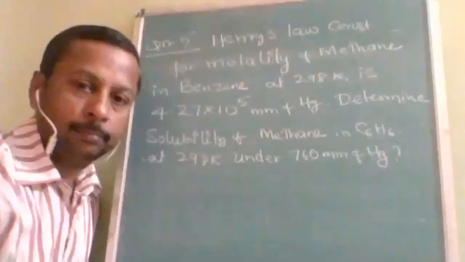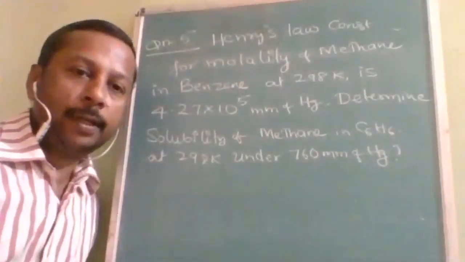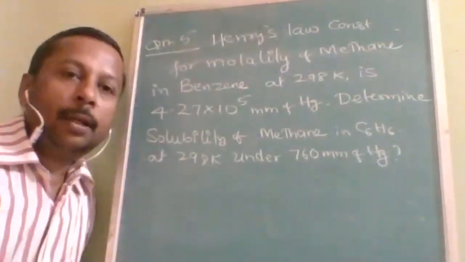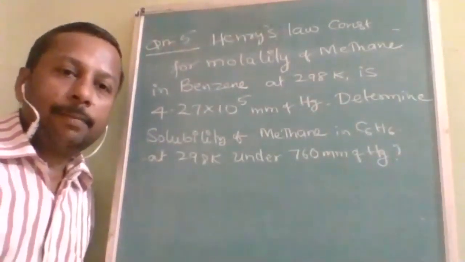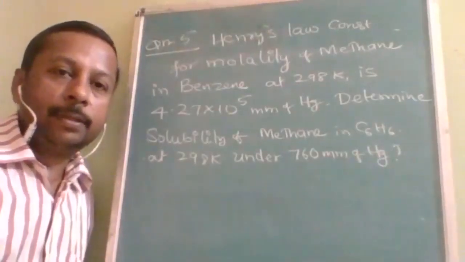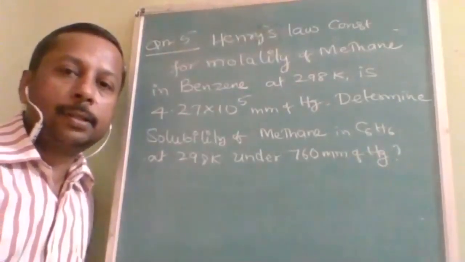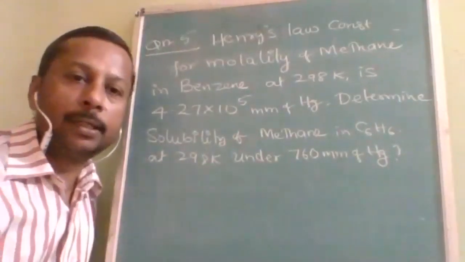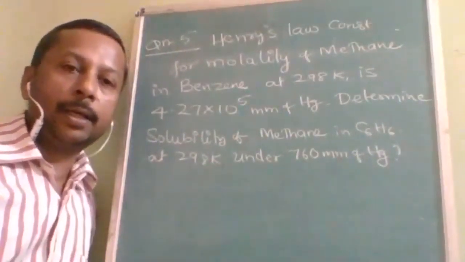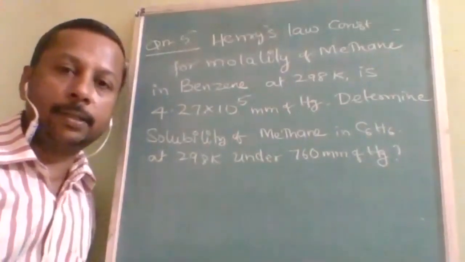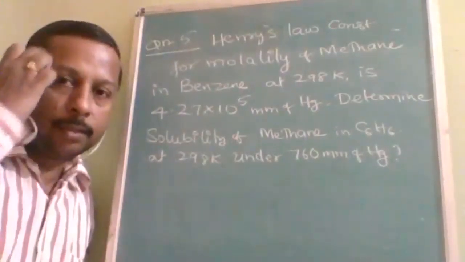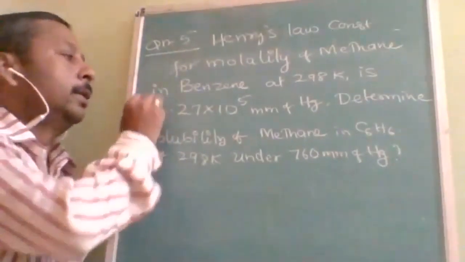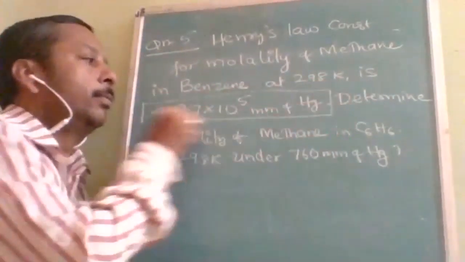Now we are on a very different question, appearing to be difficult, but if you understand the concept, it is an easy question. Henry's constant for methane, molality of methane in benzene. So the gas dissolved is methane, and the liquid into which it is dissolved is benzene. So we can use Henry's law. This is KH. KH units are mm of Hg.